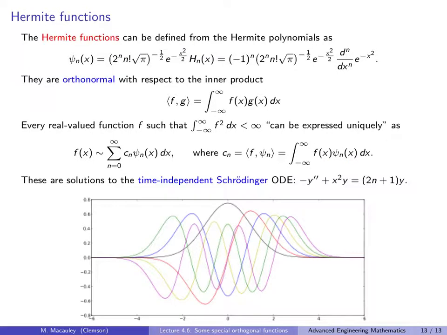These Hermite functions are solutions to the time-independent Schrödinger ODE, which is negative y double prime plus x squared y equals 2n plus 1 times y, which you may prefer to write as negative y double prime plus x squared minus 1 times y equals 2n times y, only because this 2n, these are the eigenvalues of Hermite's differential equation. So the time-independent Schrödinger ODE, this arises from the time-independent Schrödinger PDE.